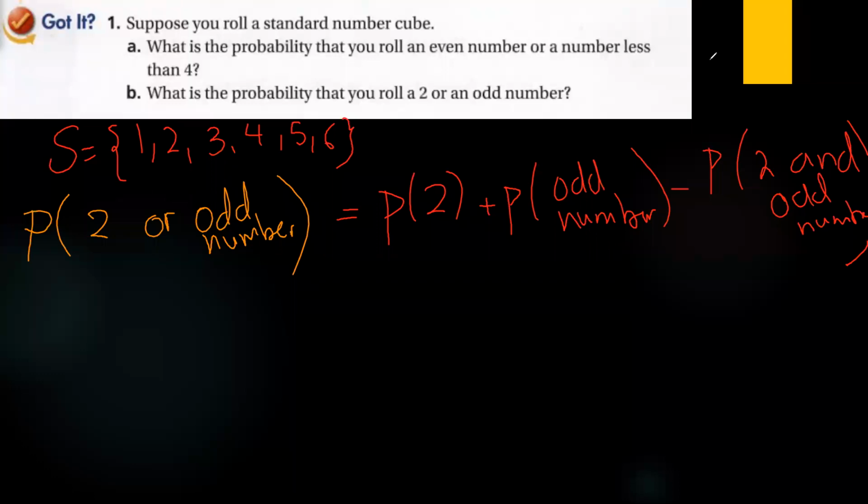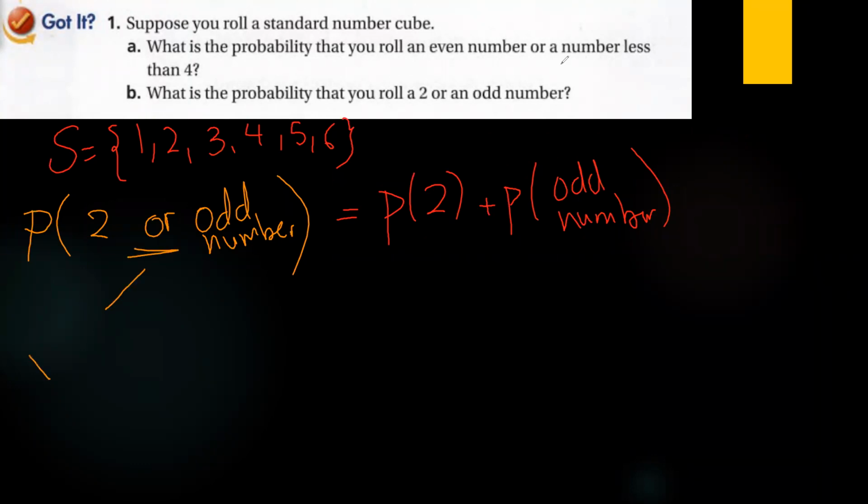Teacher, how do you know that it is an odd number? Okay, keep this one for later. First of all I want to give you another idea. Now here 2 or odd. When I see the word or, that means it could be mutually or overlapping.